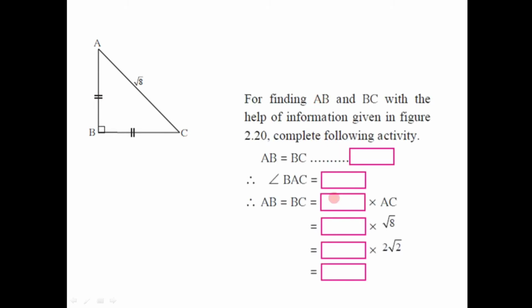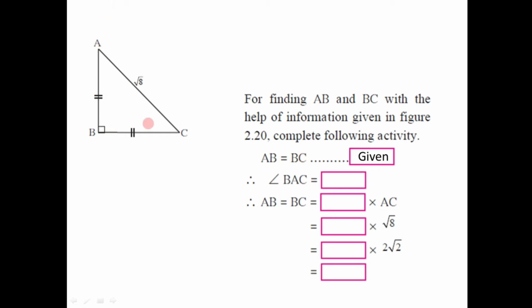The diagram is given, and based on that, we have to complete this activity. So there is a triangle ABC given, whose sides AB and BC are congruent, which are shown in the diagram. The length of segment AC, which is the hypotenuse for this triangle, is root 8 units, and from that we have to complete this activity. The first statement in this activity is AB is equal to BC, as you can see in the diagram which is given. That's why in the box the reason should be there. It's given AB is equal to BC.